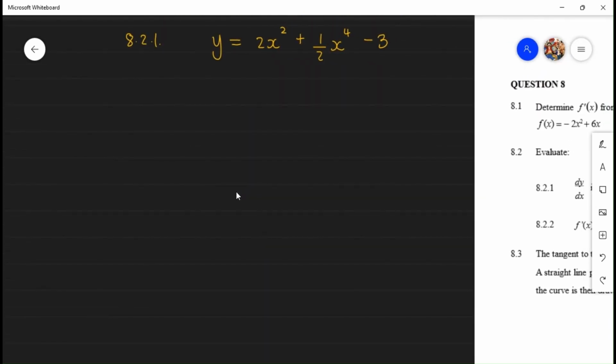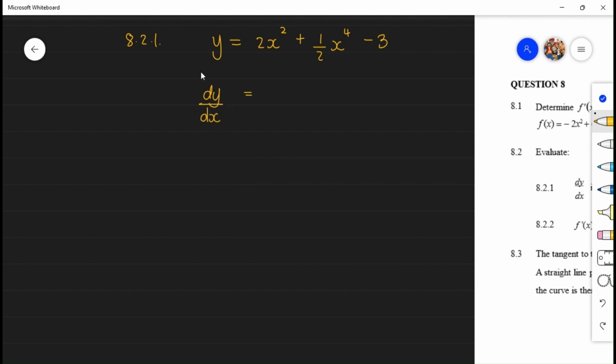So let's get back to our question 8.2.1. We now need to find dy dx. Because this is in an acceptable form to derive, we can straight away go and derive. We do not need to simplify or change the form any further. So we introduce dy dx.